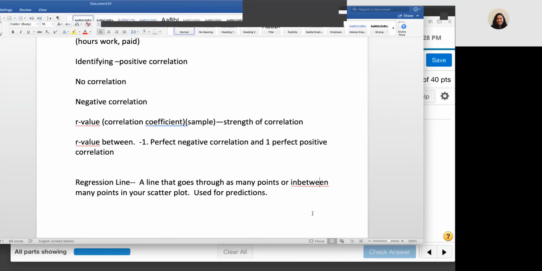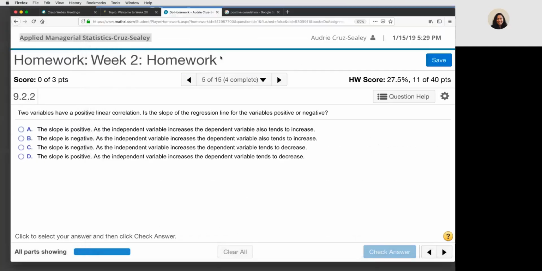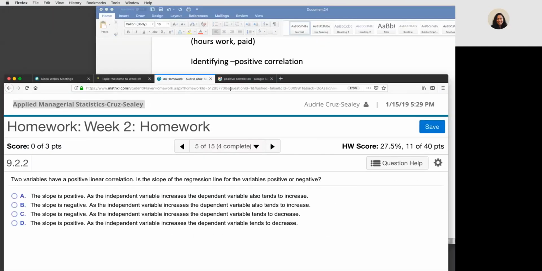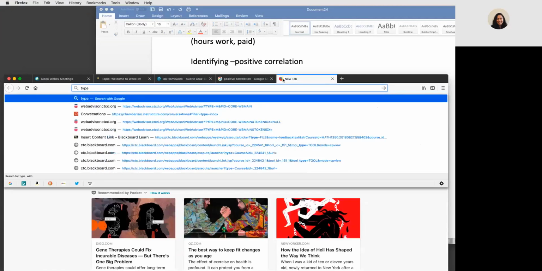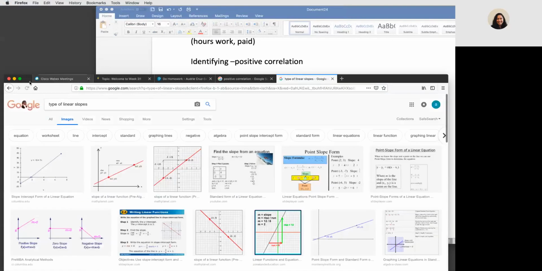So a regression line is a line that goes through as many points, or in between many points, in your scatter plot. And then we use the regression line to make predictions. Now, let me show you a picture. Here we go. Okay.